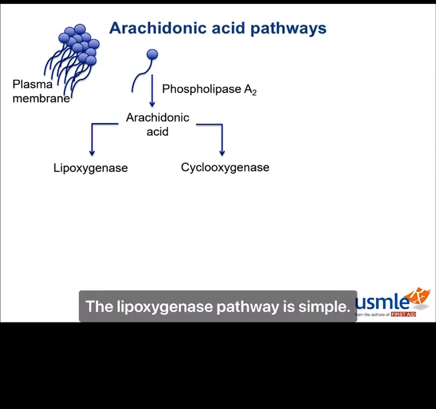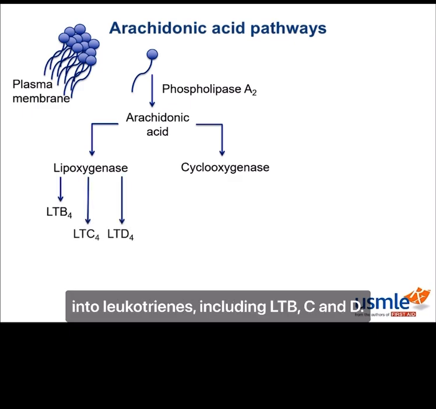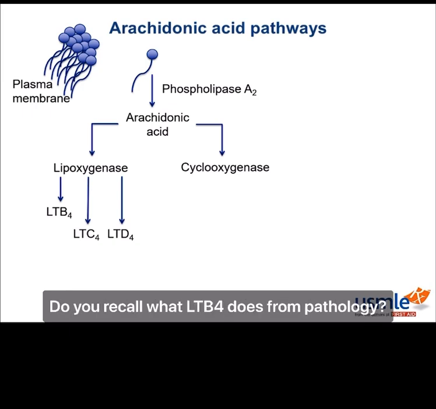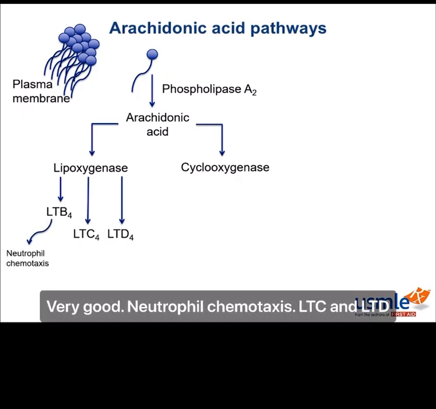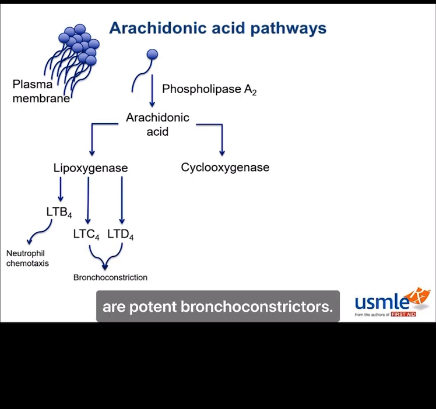The lipoxygenase pathway is simple. Arachidonic acid is ultimately converted into leukotrienes, including LTB, C, and D. Do you recall what LTB4 does from pathology? Very good, neutrophil chemotaxis. LTC and LTD are potent bronchoconstrictors.